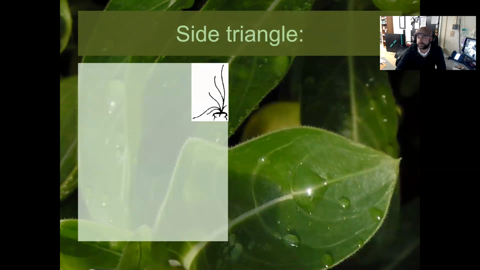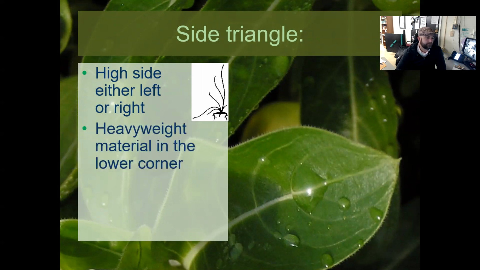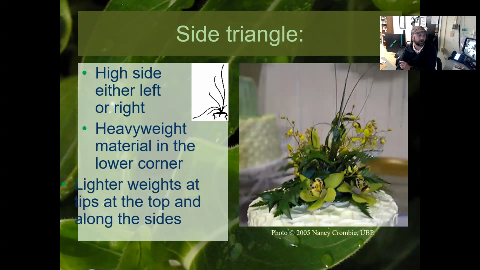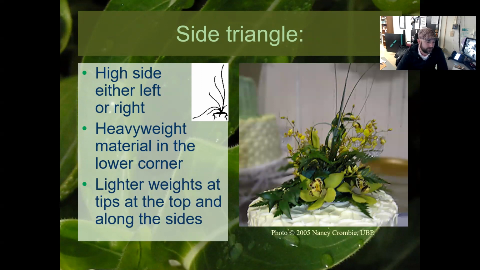So let's take a look at some basic designs here. So we have a side triangle, which is high on one side, either left or right, with heavyweight material in the lower corner, and lighter weights at tips at the bottom and along the sides. So if we take a look at the picture here, our plant material, we're looking at a side triangle with your height on the right, your lower side on the left.